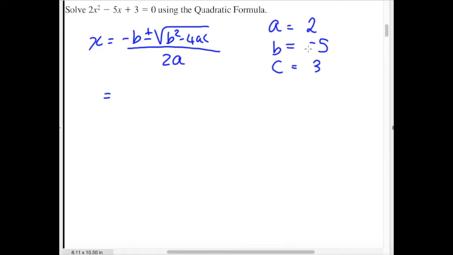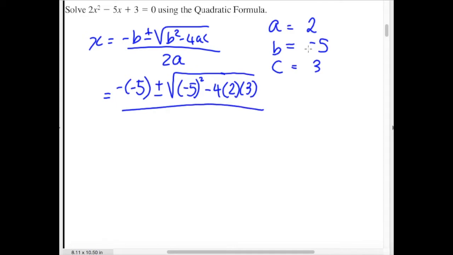So x is equal to negative, negative 5. So we have double negatives here. Negative 5 plus minus square root of negative 5 squared, make sure that that's in parentheses, minus 4 times 2 times 3, and all of that over 2 times a, which is 2 times 2. So we have positive 5, negative becomes positive, plus minus square root of 25, minus 4 times 2 times 3 is 24, over 4. And we're just simplifying as we move on.